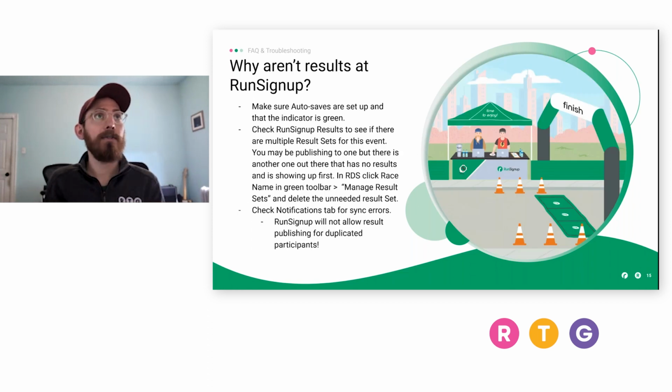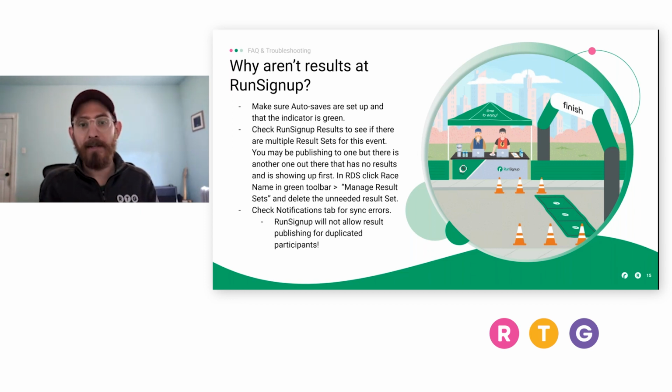Okay, let's talk about RunSignup results. So why aren't results at RunSignup? Again, silly one, but sometimes it happens. Make sure the autosaves are set up and that the indicator is green. Number one, remember, we don't push results unless you set things up and tell us to start publishing, because we don't want test results to go up to RunSignup automatically.